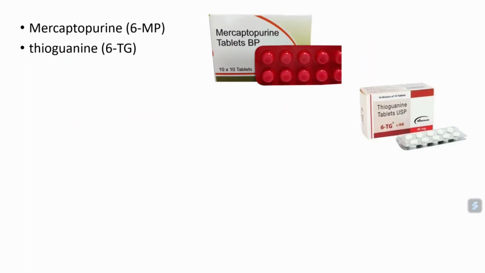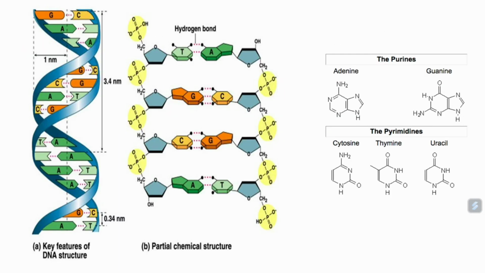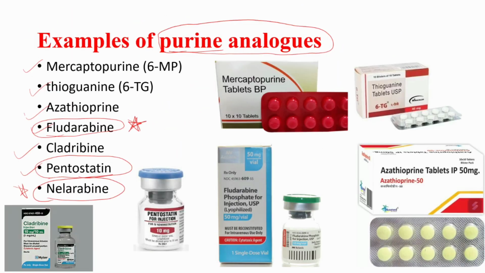Now you see, just try to remember this. The purines, adenine and guanine, are the bases which are important in making DNA and RNA. And in pyrimidines, we have cytosine, thymine, and uracil. All these are basic things you already know. Just for understanding purposes, I'm telling. These purines, adenine and guanine, are very similar to these drugs.